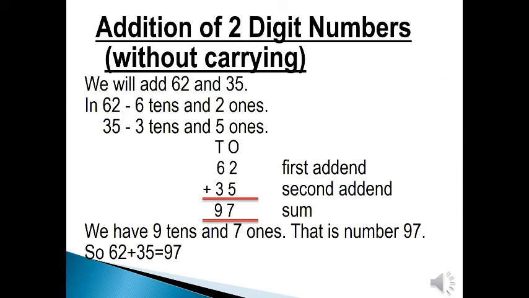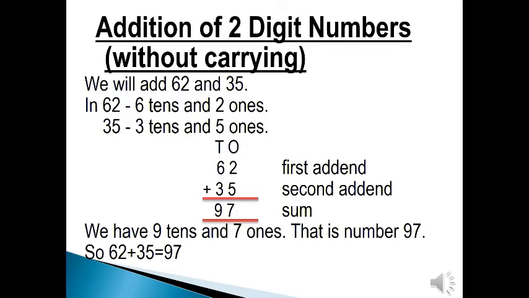Addition of two-digit numbers without carrying. Let us solve this example of simple addition. We will take the numbers 62 and 35. In 62, 2 is at ones place and 6 is at tens place. In 35, 5 is at ones place and 3 is at tens place. First, we will arrange the numbers in their place value.